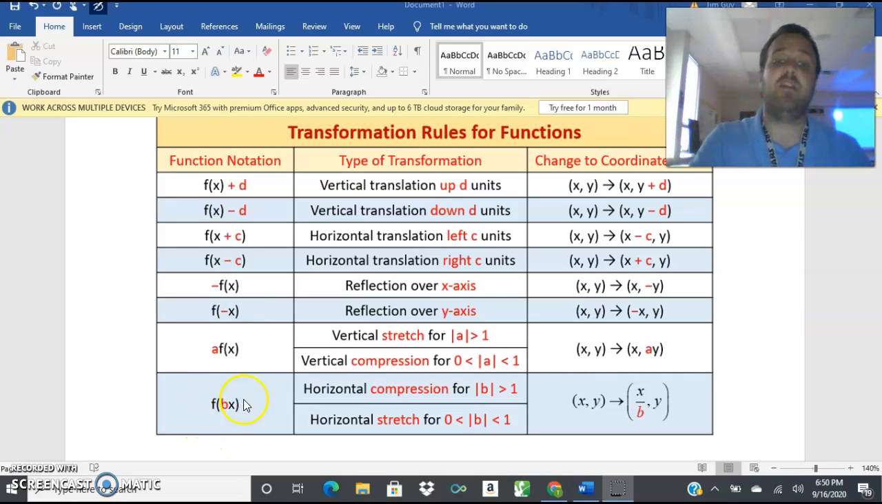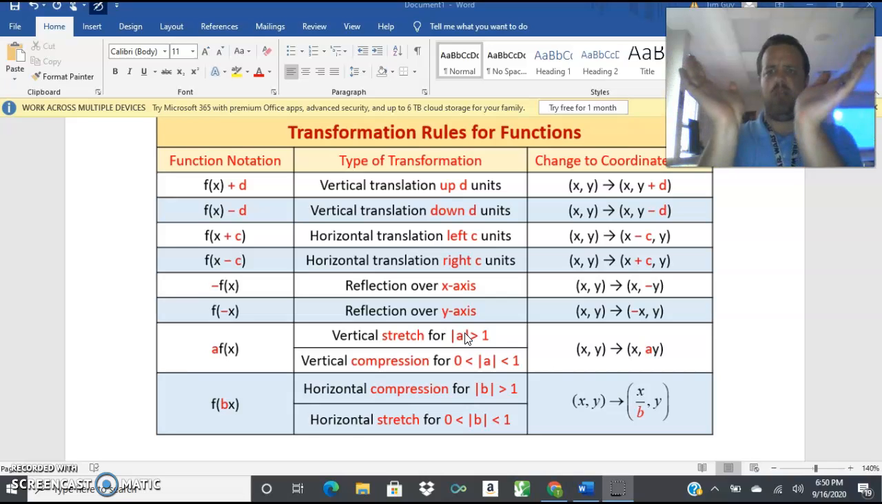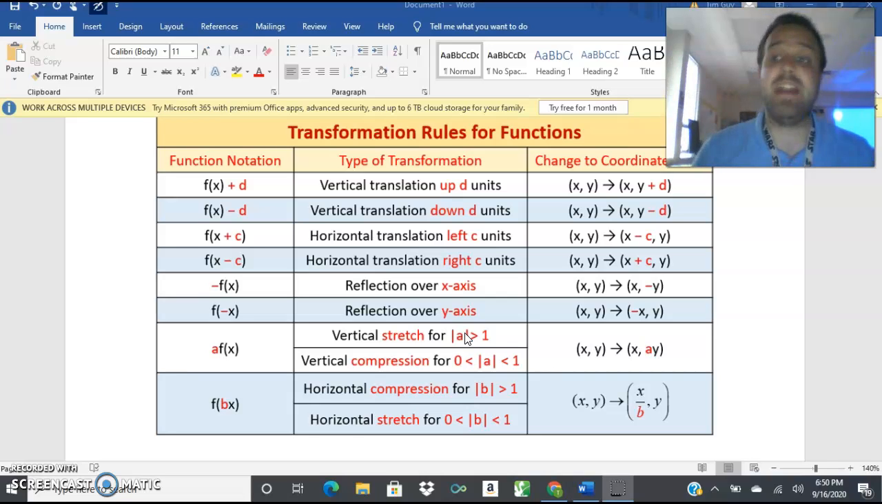Same thing for this horizontal compression, making it get skinnier horizontally. Also not really something I'm going to be asking you to do, okay? But the vertical stretch, when you multiply on the outside, if that number is greater than 1, it's going to stretch it out, make it really skinny, okay? And if the absolute value of that number is between 0 and 1, it's going to make it get really, really fat, make a fatter function, okay? And then the negative, obviously, is going to flip it over the x-axis, and we call that a reflection, okay?